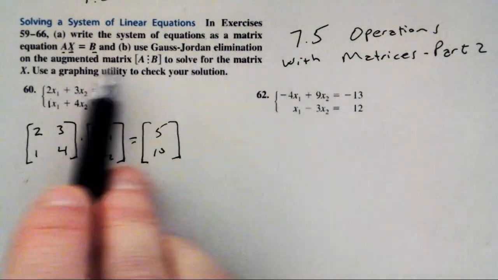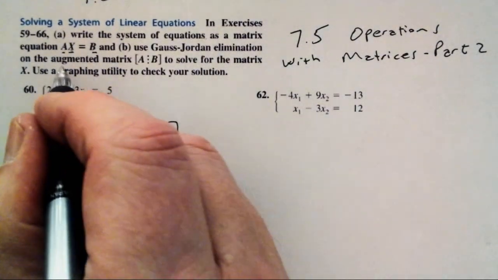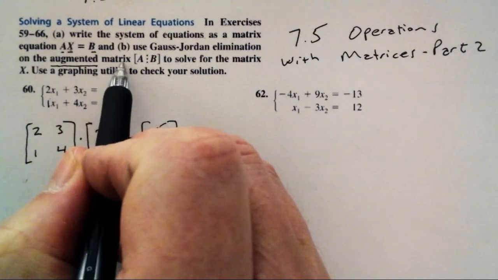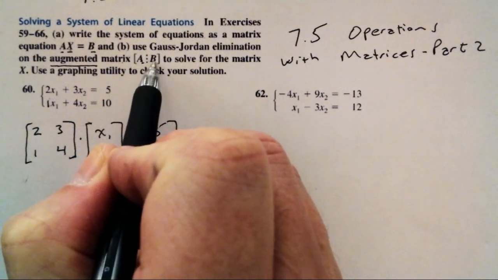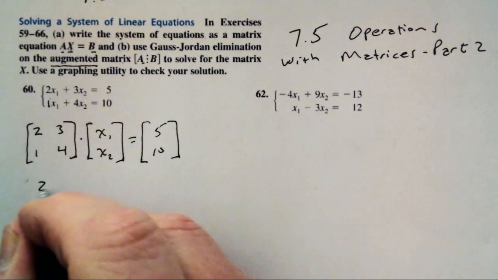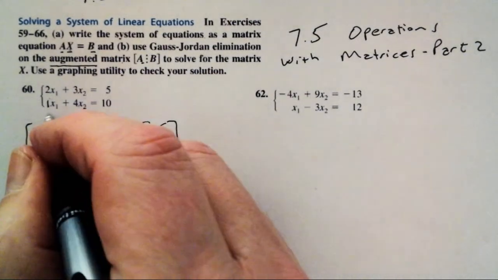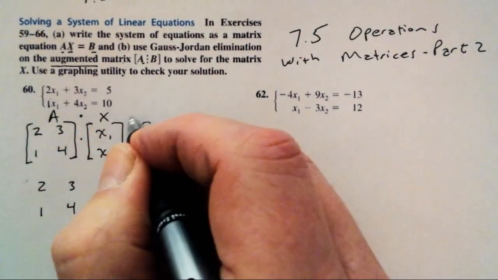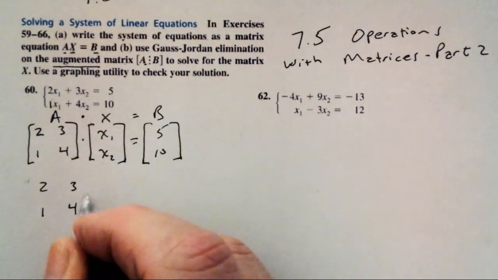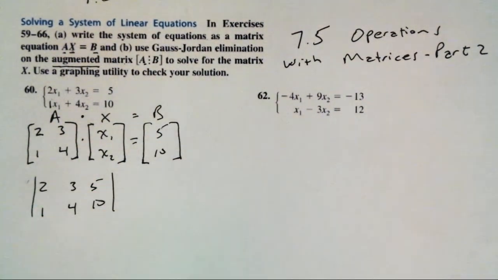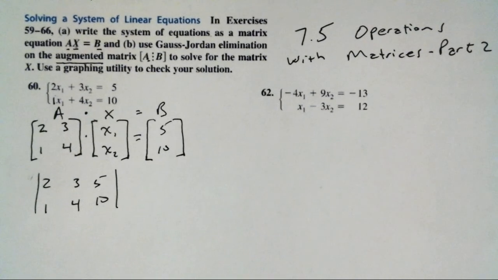It says use Gauss-Jordan elimination with the augmented matrix. To augment something means to add to it, to supplement it, to embellish it. Well, the augmented matrix is A augmented with B. Oh, okay, so that is 2, 3, 1, 4. Here's matrix A times matrix X equals matrix B, and I want to augment that with B. That's exactly what we'd do if we were setting this up to use Gauss-Jordan elimination.